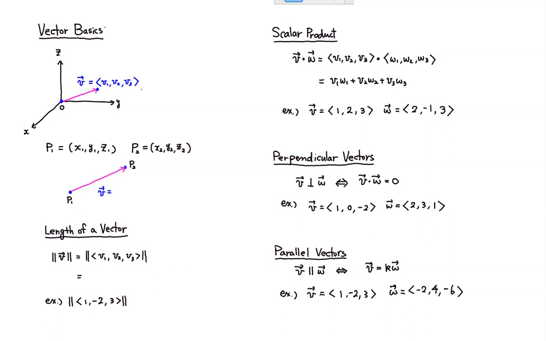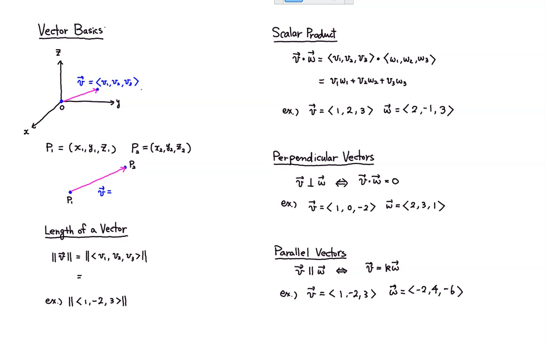All right, let's look at some vector basics. A vector is basically an arrow, and it carries two pieces of information. First is the magnitude: the length of the arrow tells you how big the vector is, and also the direction it's pointing to.